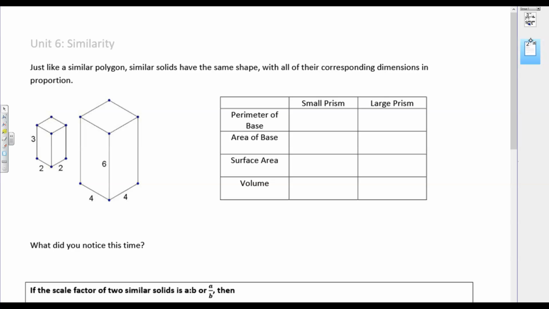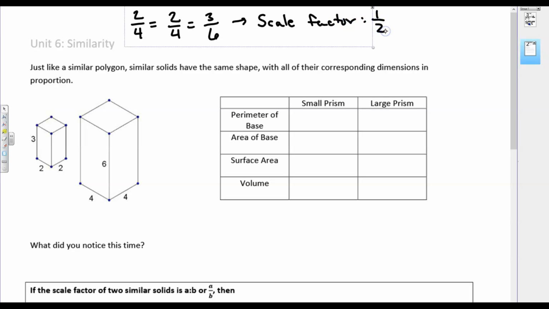If we look at the ratio of the side lengths, we've got side lengths of 2 to 4, and the heights are 3 to 6, which means that my scale factor here is really 1/2. That's the ratio between them, 1 to 2. So let's go through and fill out all of these boxes over here.